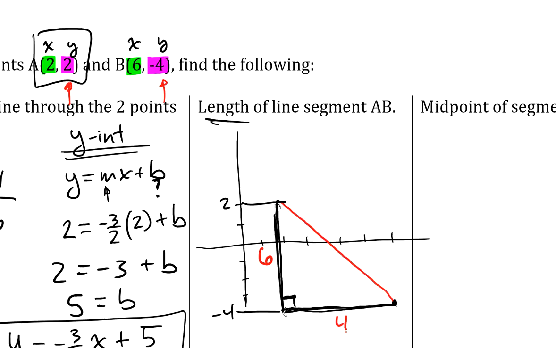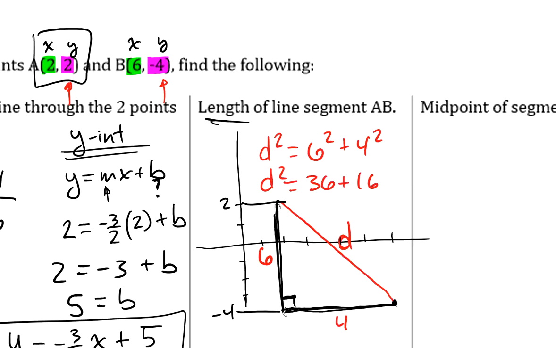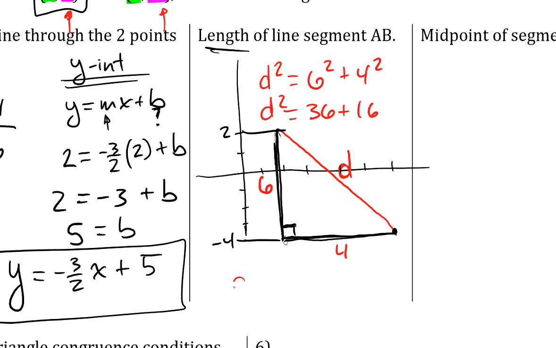So if I need to find the length of this hypotenuse, I'll call it d for the distance between these 2 points. All I'm writing here is that the distance squared, the hypotenuse squared, is equal to 6 squared plus 4 squared. So this distance squared is 36 plus 16. And when I add 36 and 16, I believe I get 52. So I'll come down here and write it. The distance squared is 52. So d itself would be the square root of 52.